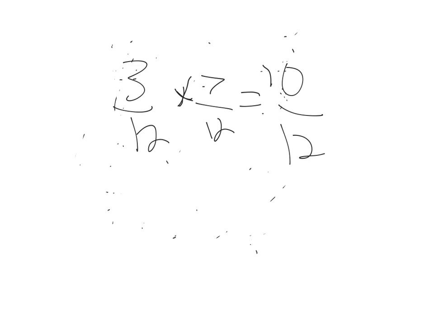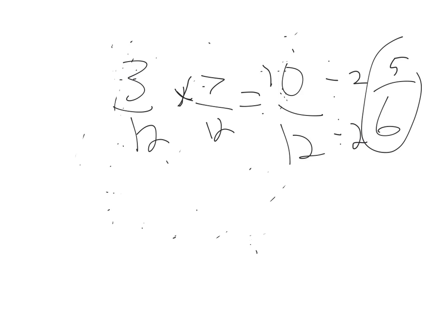10/12. But that can be divided by 2 because 10 divided by 2 is a smaller number, and 12 divided by 2 is a smaller number and not a decimal. So 10 divided by 2 is 5. And you can also divide the denominator in this one. So 12 divided by 2 is 6. So our final answer is 5/6.